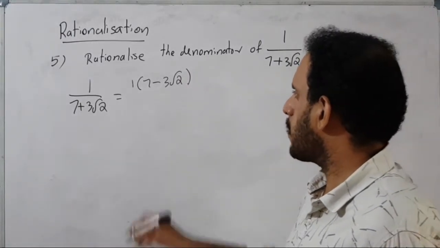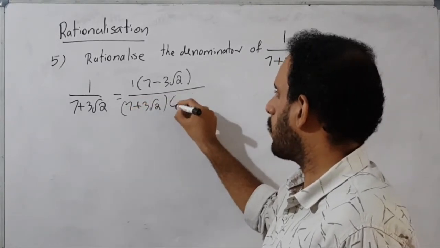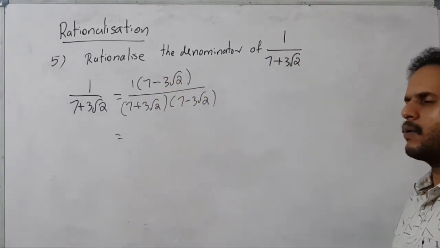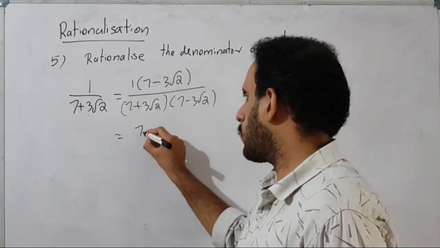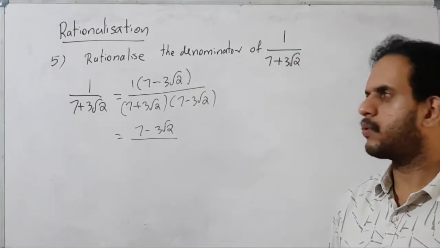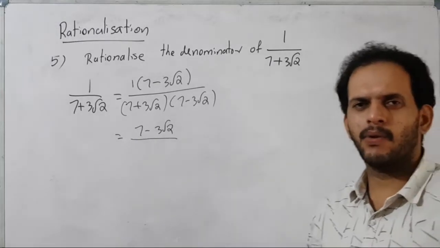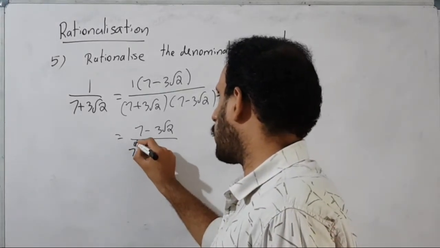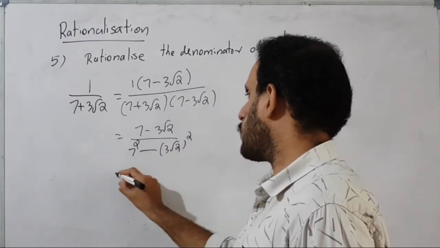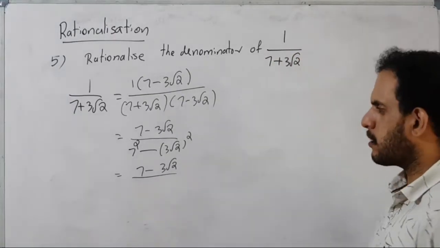That one is (7 minus 3 root 2) by (7 plus 3 root 2) into (7 minus 3 root 2), which is equal to 1 into (7 minus 3 root 2). The same, what is that? 7 minus 3 root 2, because if you multiply any number by 1, we get the same number, correct? Then 7 minus 3 root 2. The denominator is in the form (a plus b) into (a minus b). What is (a plus b) into (a minus b)? a square, meaning 7 square minus b square. What is b square? 3 root 2 whole square.